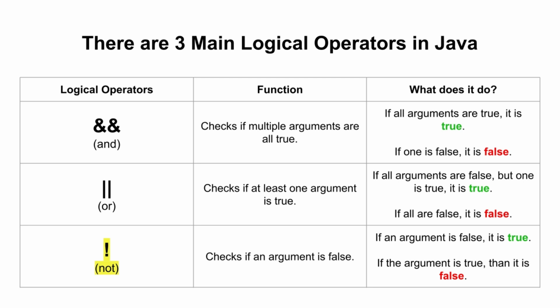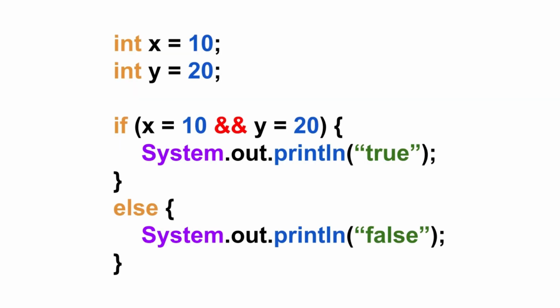Let's view some examples. Here we have a simple if statement. We are using the AND logical operator. It is written using two ampersand signs. It will check if all arguments are true. Since all two of our arguments here are true, the if statement is true. Thus, our print function will work. But even if one argument is false, the entire if statement is false. So our print function from the else statement will display false.